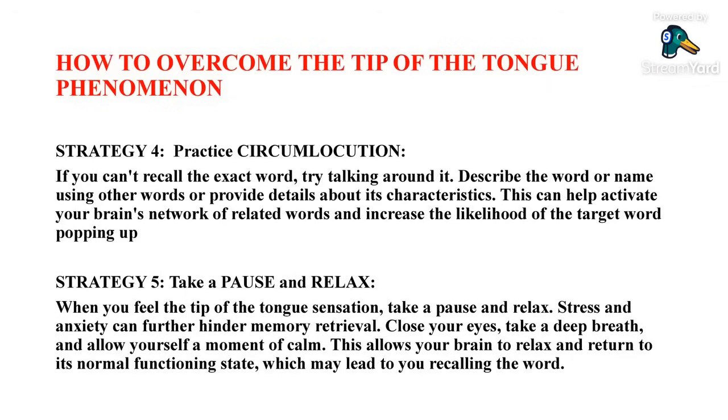Wow. So moving on, strategy 4: you can practice circumlocution. In this sense, if you can't recall the exact word, try talking around it. You use this when you're having a conversation, maybe in a formal setting. You're looking for that word, but you don't want to make it so obvious that the people listening would think this person is lost.